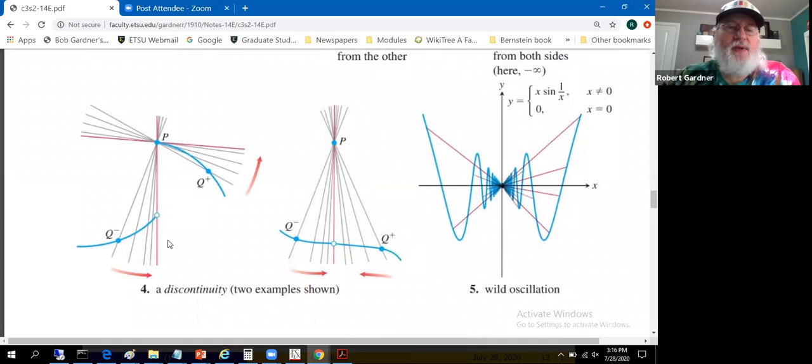The function could simply be discontinuous. If it ain't continuous, then we're going to have some problems talking about slopes of tangent lines, as we'll show in a theorem in just a second.